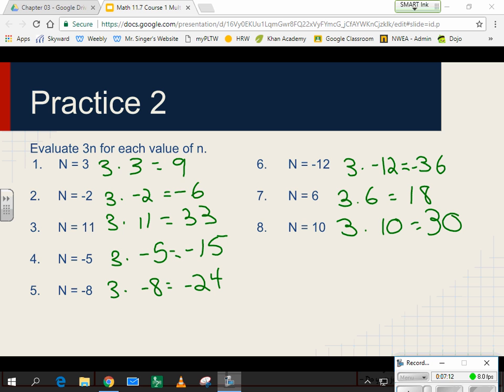And here are the 8 problems and their answers. So I plug and chugged all of them so you can see what n equaled, and then I wrote out the problem. And it's positive or negative, just simply depending on how many negative and positive symbols you have in each problem. All right, let's move on.